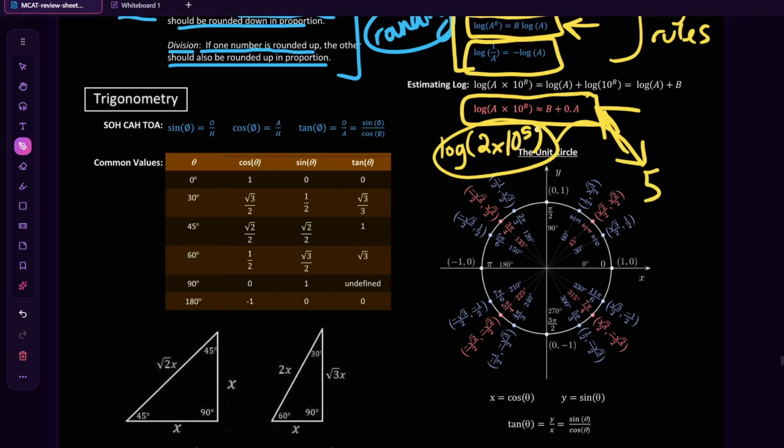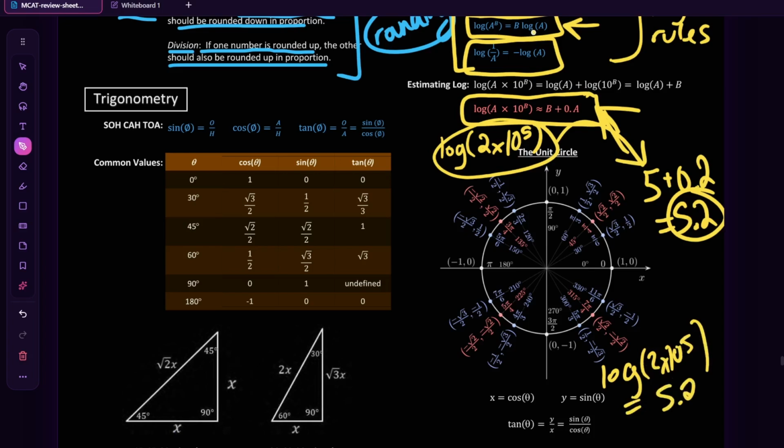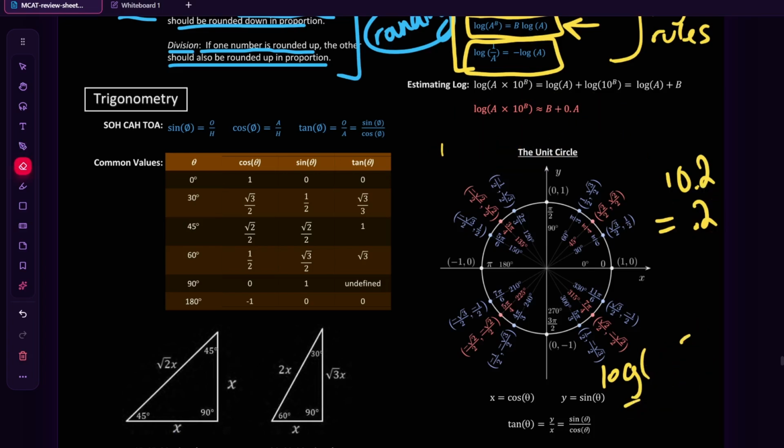So log 2 times 10 to the power of 5, I'm now using this mental shortcut to find the answer. So 5 plus 0.3, where log a is 2. So my answer should be around 5.3. Sorry, I don't have a lot of space, so I'm writing it down here. Log 2 times 10 to the 5 should give me about 5.3. So that's the mental shortcut to remember. You just need to remember this to use it. All right, so that's estimating log.